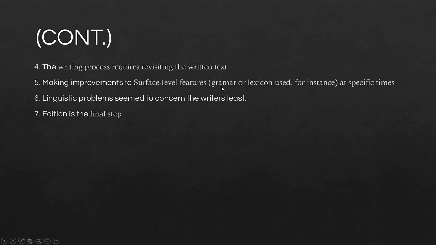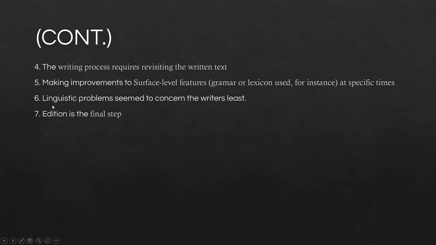grammar, double M, grammar or lexicon used, for instance, at specific times. So when was a good time to pay attention to surface level features, checking on grammar or lexicon? All of the writers in this study paid attention to surface level features, but the better writers dealt with these at the end of the process. It was the poorer writers who spent time throughout the process changing words and phrases.